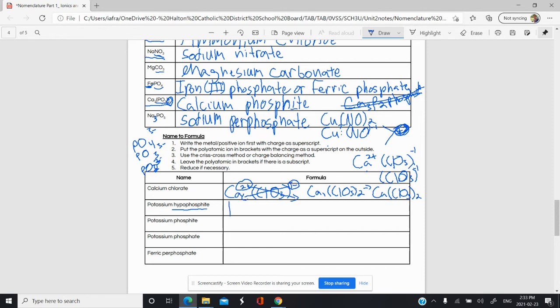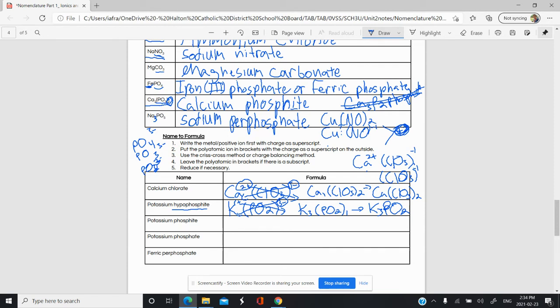So we have K plus 1, or 1+. Open the brackets, PO2, close the brackets, 3-. Crisscross, or you can do charge balancing, and we get K3, open brackets, PO2 1. Because there's a 1 on the outside, you can actually drop the bracket, and you can do K3PO2. And that's potassium hypophosphite.